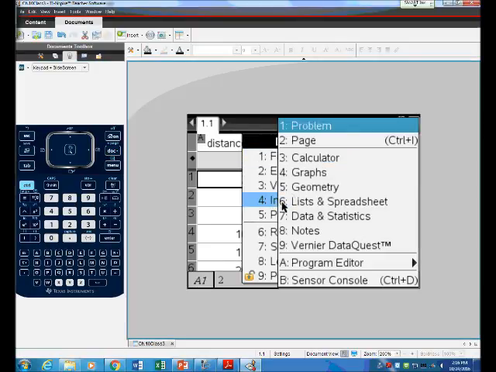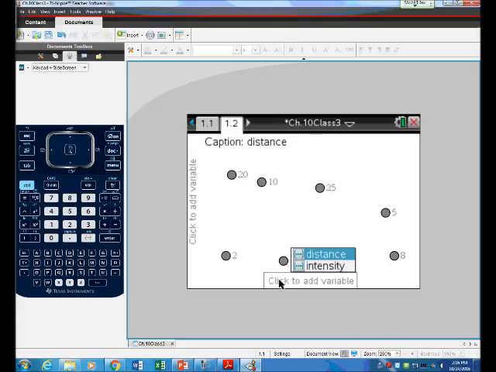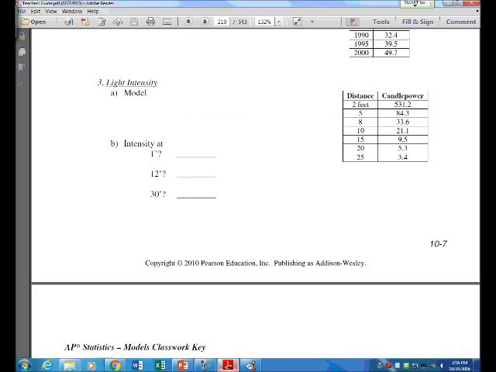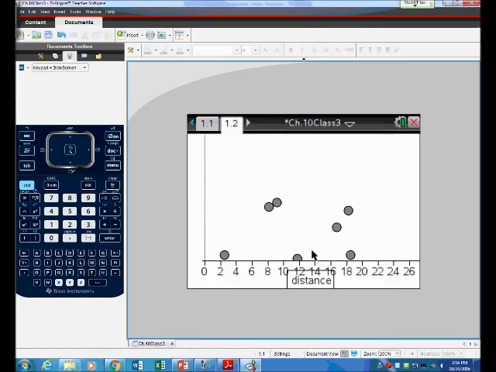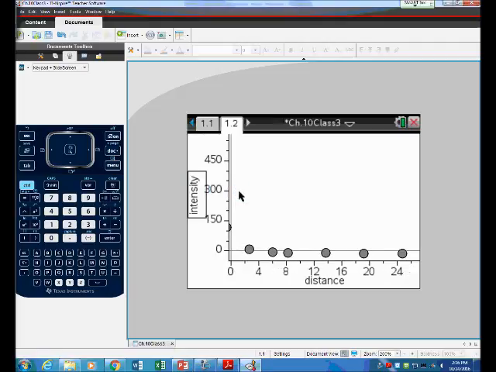And I'm going to go ahead and just use the raw data again. All right, I'm going to say that the distance explains the intensity. Yes, I'm going to go with that. Distance explains the power or intensity. All right, and it looks pretty significantly almost like a negative exponential, if you will. But I'm going to go ahead and go through the process.